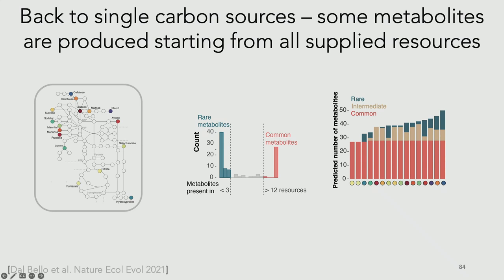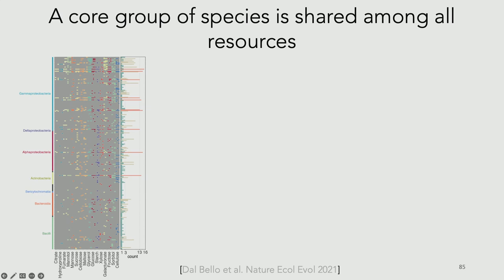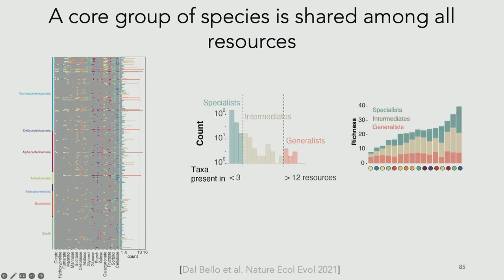And we were quite happy when we saw that if you do the same exercise with species, so here you are plotting the various resources, these are all the species that we have, and then you can ask in how many resources this species is present. Again, you get some species that are only present in a few resources, other species that are present in many, many resources, basically all of them, and then a bunch of intermediate species, and the plot looks similar to the plot that we just saw before.